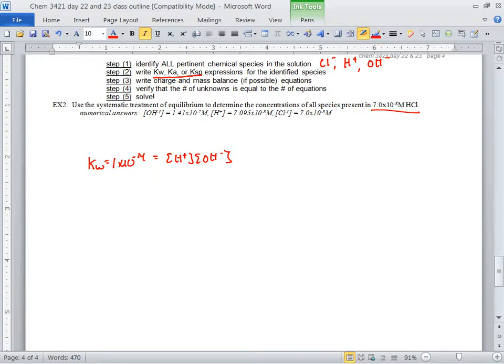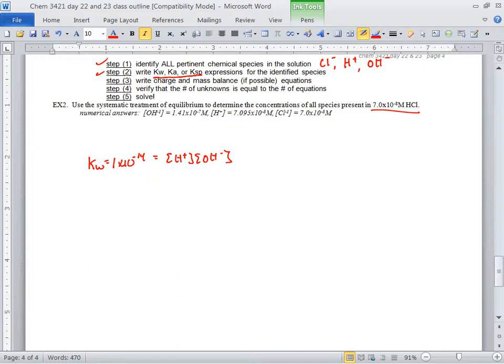It's the same reason why there was no KA for HCl. HCl is a strong acid. If HCl is a strong acid, you can't form it. If you're going to write a KB expression for Cl minus, you have to form its conjugate acid HCl, and that's impossible. It ain't going to happen. So if there's no Ka, then there's no KB either. Well, we're about done with those two steps.